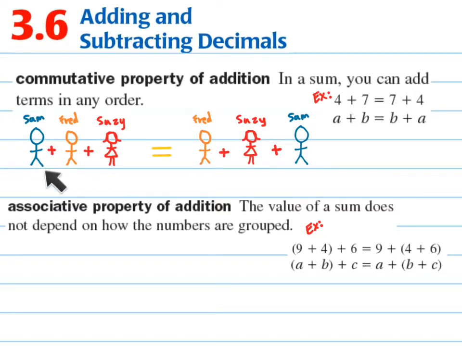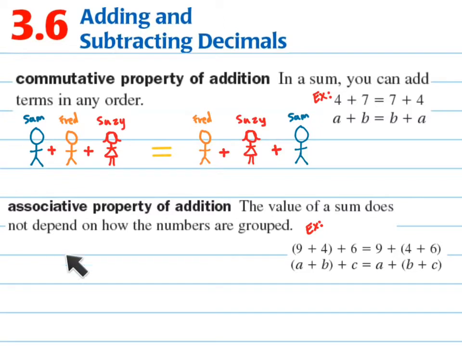It doesn't matter if Sam is in first position, Fred's in second position, Susie's in third, or if Fred's in first position, Susie's in second, and Sam's in third. It really doesn't matter the order. We're still going to get the same. And this goes for addition and also multiplication. It doesn't matter the order: 4 plus 7 or 7 plus 4 or 4 times 7, 7 times 4. You're going to get the same answer for each type of property. So the commutative property is of addition, and it also is of multiplication. But we're just talking about addition today.